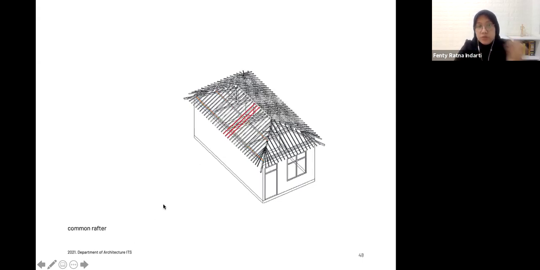And then you put the common rafter on top of the purlin. So the common rafter becomes the support of the battens. That's why after the common rafter, you have the battens themselves, and the battens help you to attach the covering to your roof, like this.